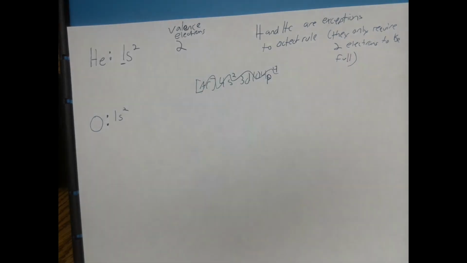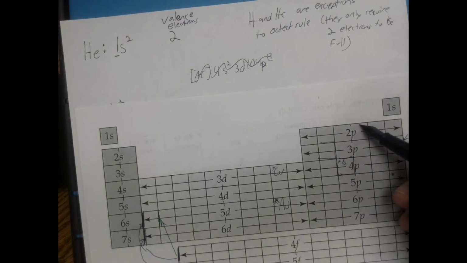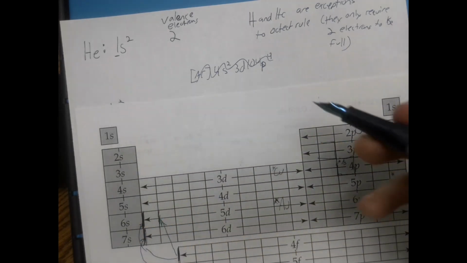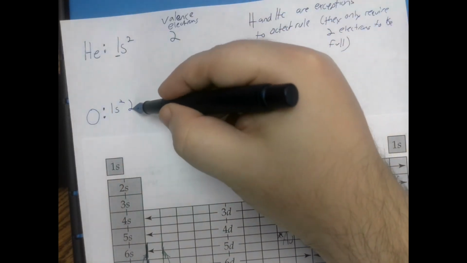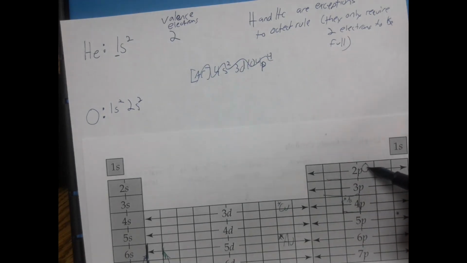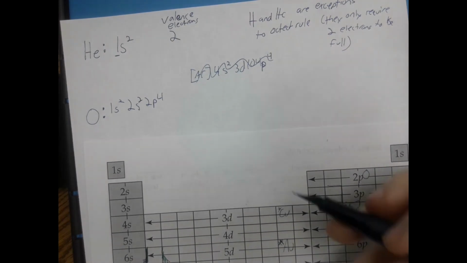So 1s2. This is the diagram I'm looking for. So oxygen is right here. So 1s2, 2s2, and then 2p4. So how many valence electrons does it have?